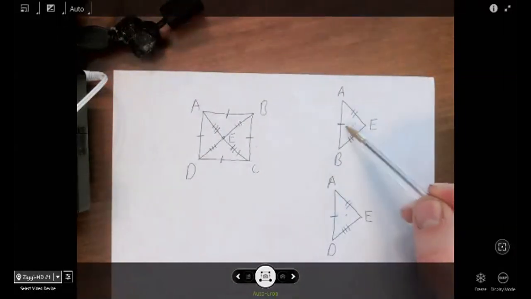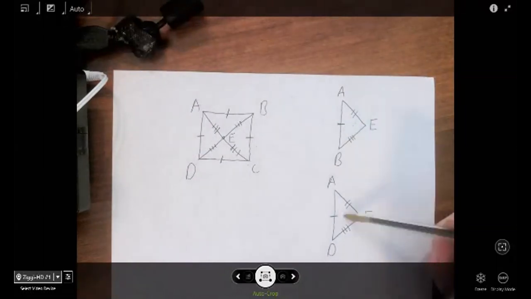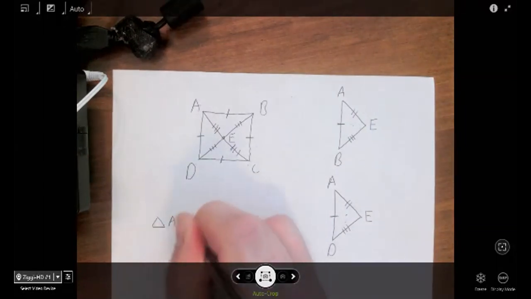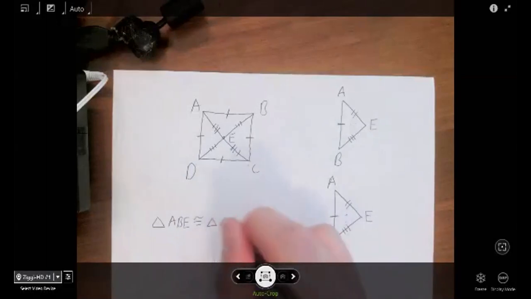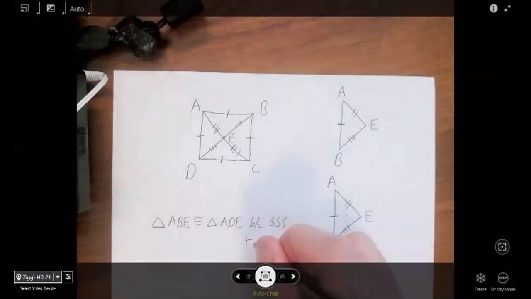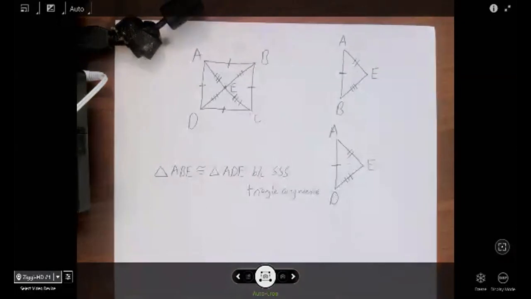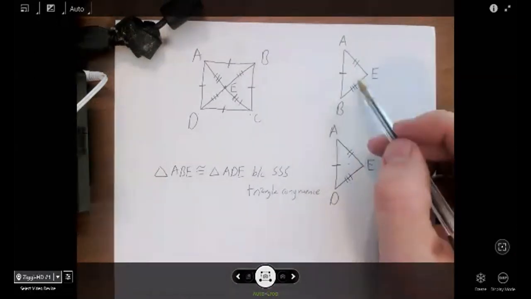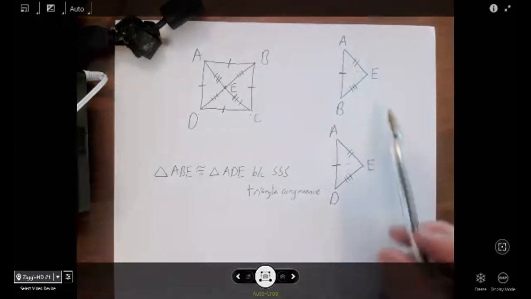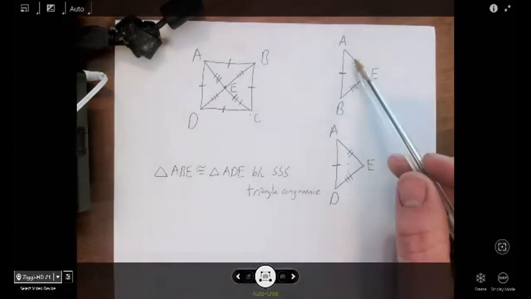So what does that tell us? That tells us that these 2 triangles are congruent to each other. Triangle ABE is congruent to triangle ADE because of side, side, side triangle congruence. So what that's telling us is not only are all 3 pairs of sides congruent in these 2 triangles, but all 3 pairs of matching angles are congruent also.